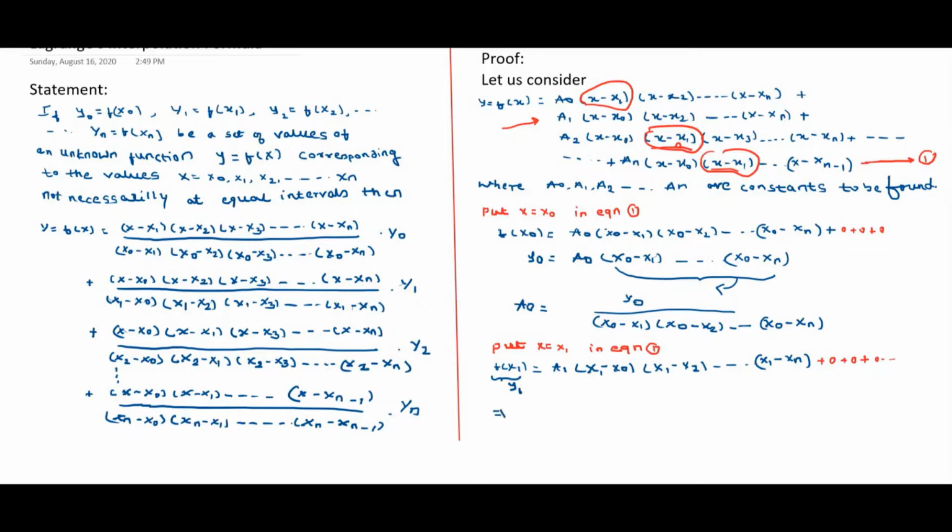That implies a1 is equal to, I will write directly, transpose all this right hand side term to the left hand side, and then you will get y1 divided by x1 minus x naught, x1 minus x2, continuing in the same way, x1 minus xn. So this is the value of a1.